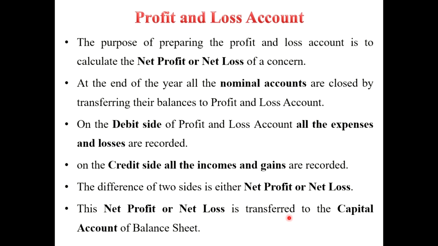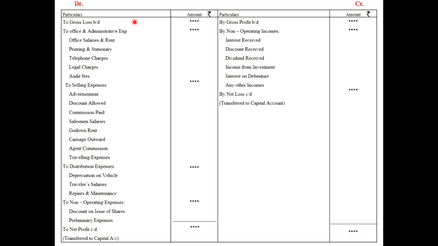Now we are going to see the actual proforma of the profit and loss account. As I have already told you, on the debit side we record the operating and non-operating expenses. Operating expenses are the office and administrative expenses, selling expenses and distribution expenses. Office and administrative expenses are related to the office and administration, such as office salary, rent, printing and stationery, telephone charges, legal charges and audit fee.